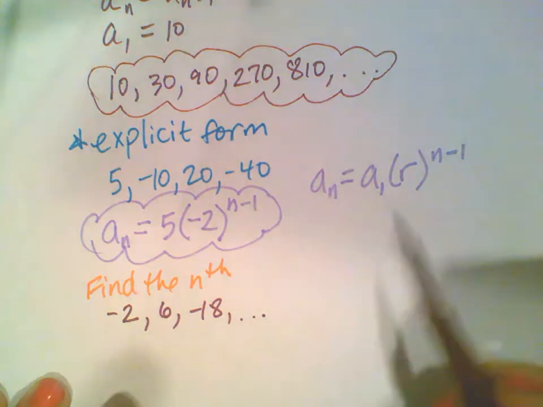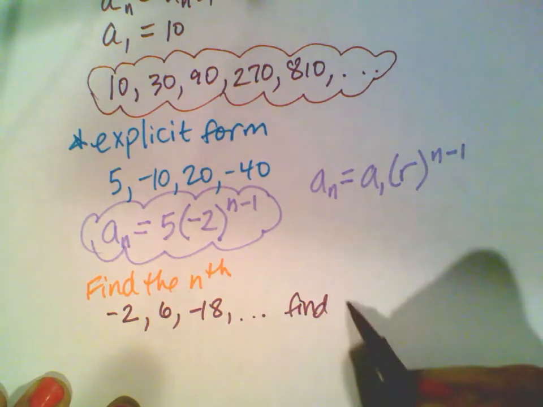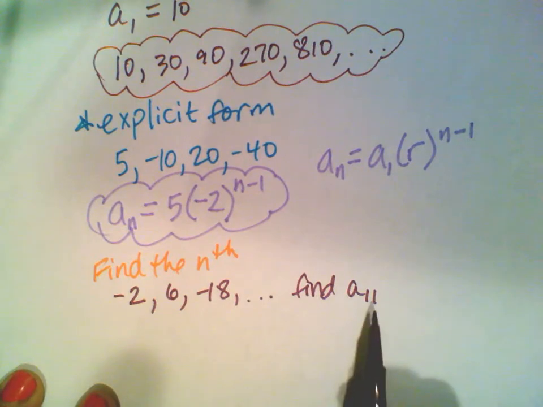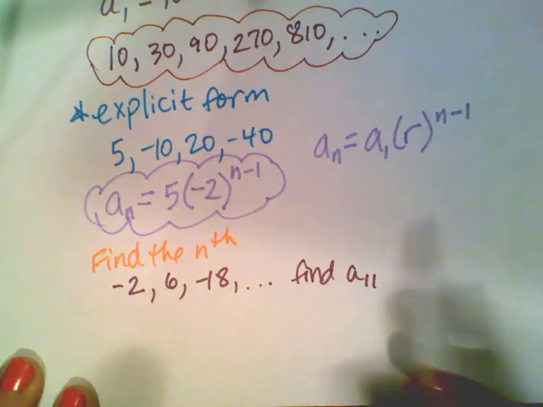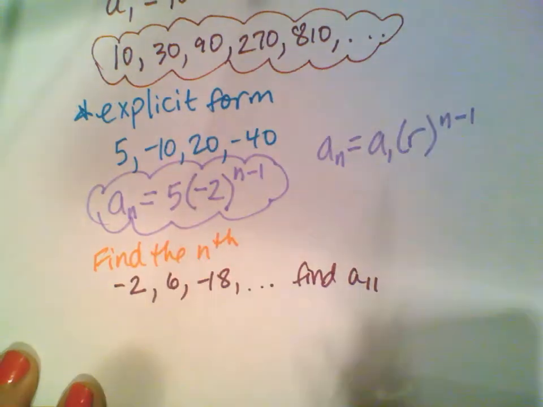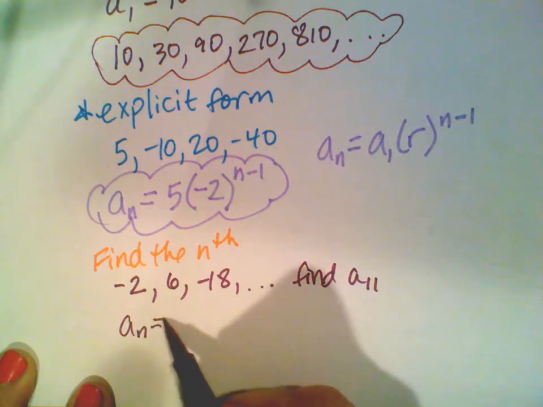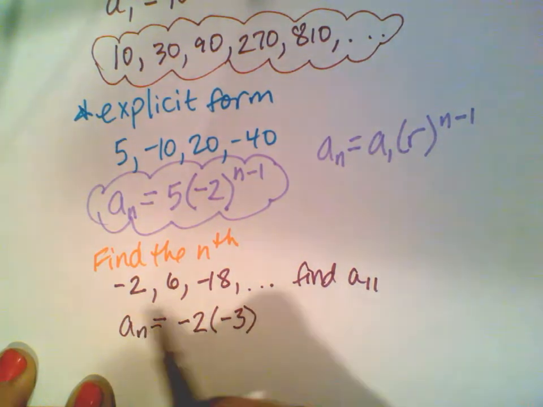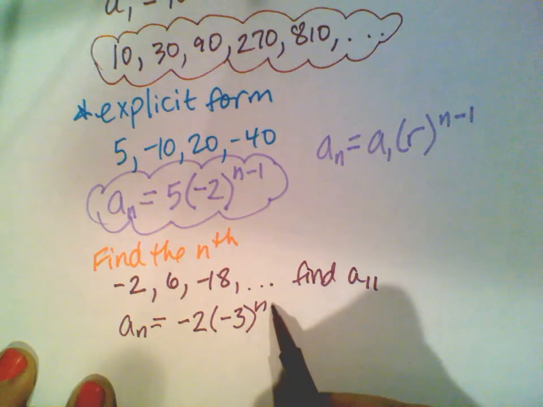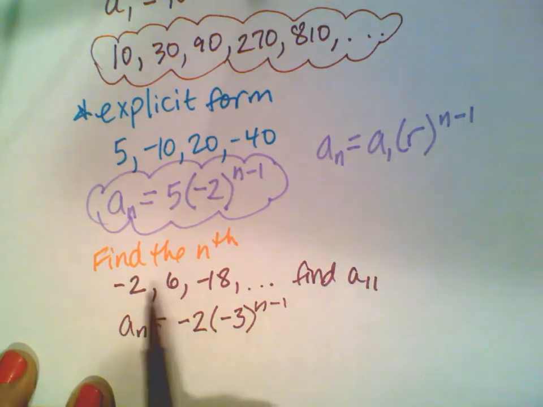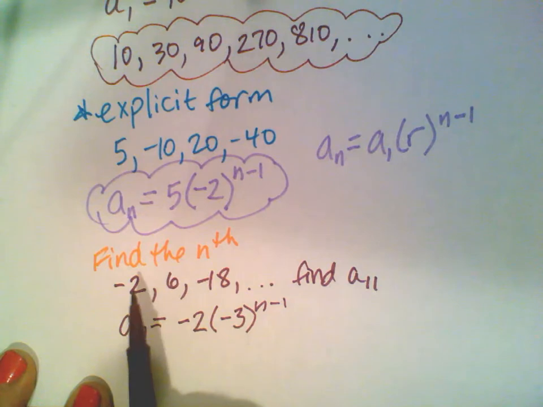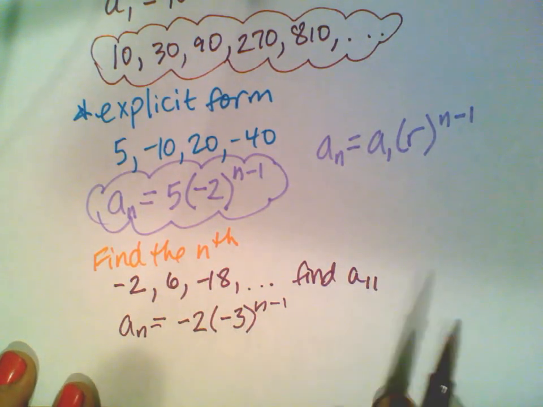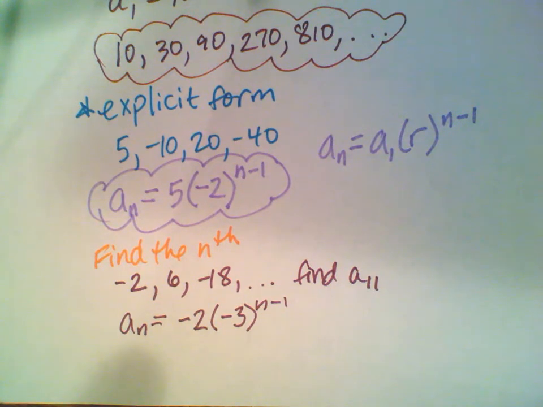And let's say I want to find a sub 11. That means find the 11th term. So I'll first write the explicit formula. A sub n is equal to the first term times the common ratio, multiplying by -3 each time, to the n minus 1 power. Remember, if you can't tell what the common ratio is, divide. 6 divided by -2 will give me -3. -18 divided by 6 will give me -3. So if you can't see it visually right away, then do that division.